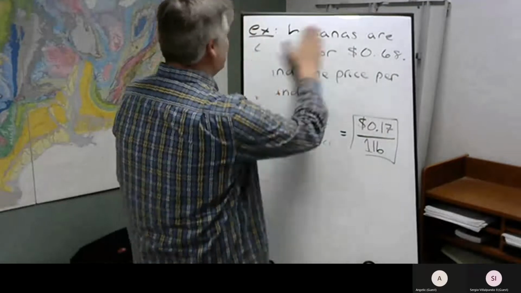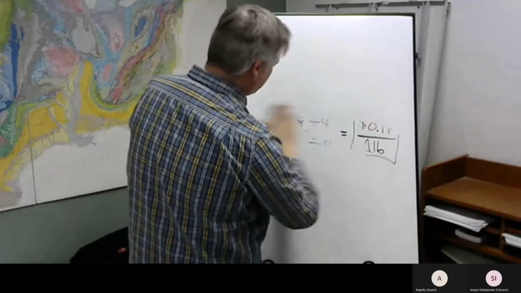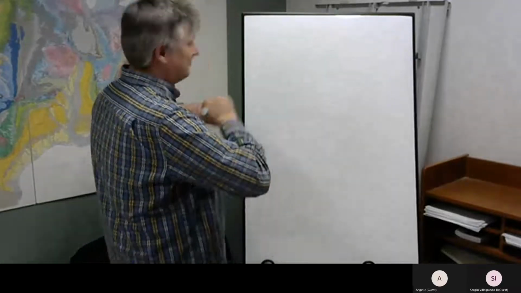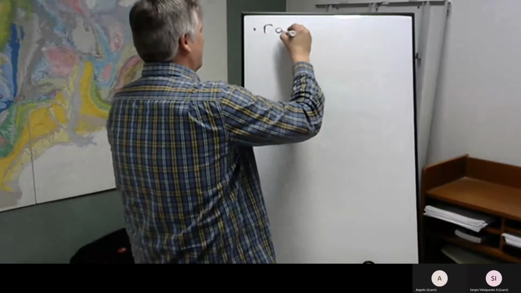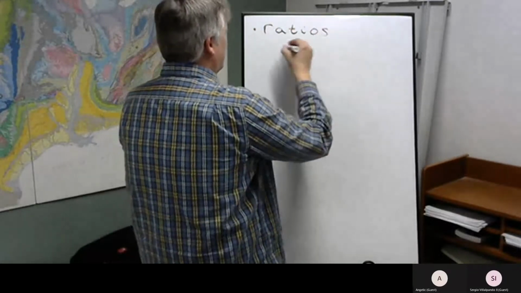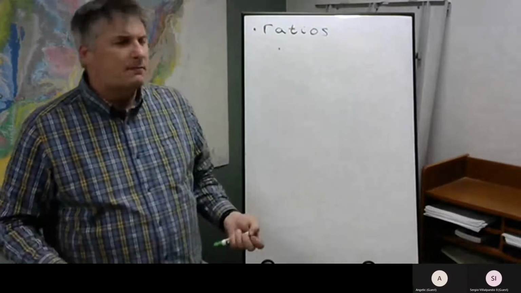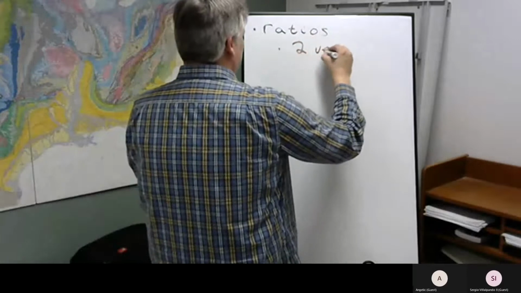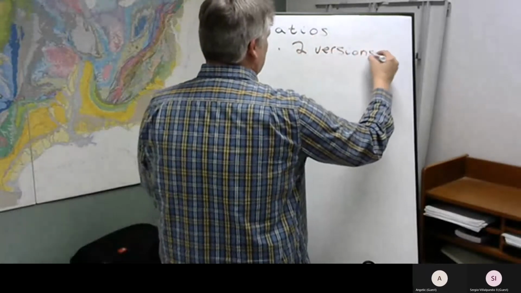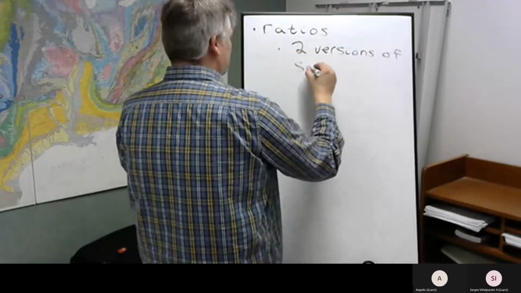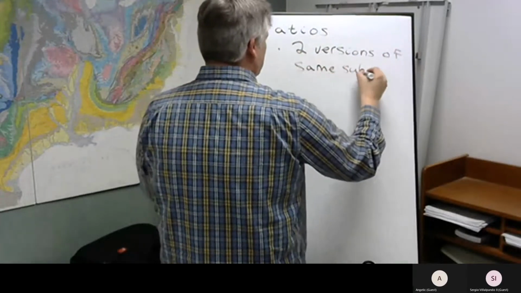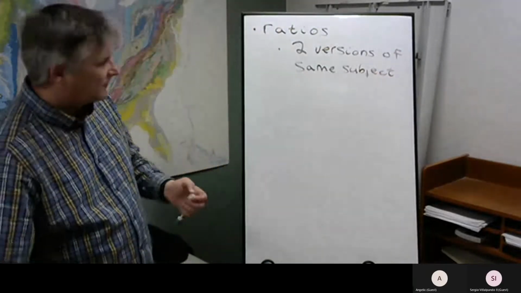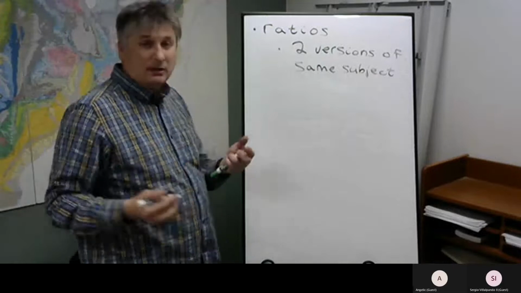Let's do ratios. Again, with ratios, what we're comparing, it's 2 different versions of the same subject. So 2 versions of the same subject. So let me give you an example.